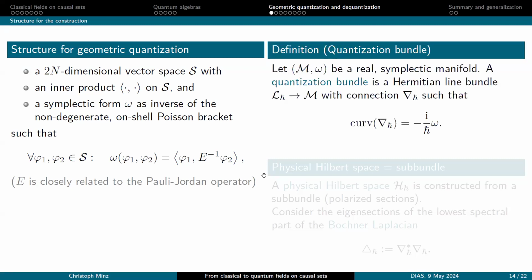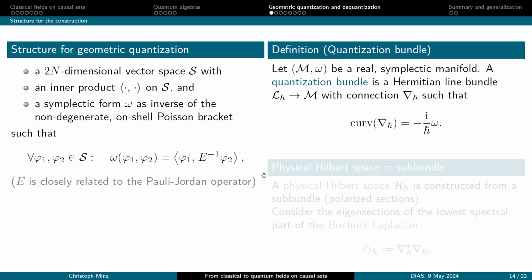And the geometric quantization, as I said, starts with this quantization bundle, so it's essentially just a bundle that is given by some connection nabla, and this is given in such a way that the curvature of this bundle is determined by the symplectic form omega in your space. And then there's also the ħ in there.